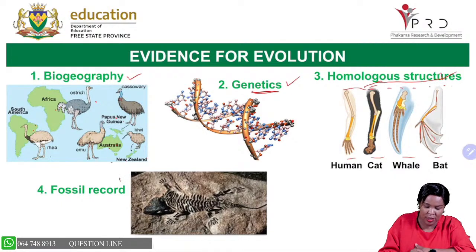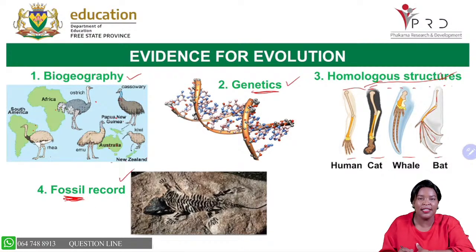Another thing that can be used, the common one that you are familiar with, fossil records. Scientists are able to compare the fossils, check the structure and date them, and then they can tell us about the relatedness of certain species because of the information they get from comparing those fossils. So all of these can be used as evidence for evolution. You need to be able to mention all four.